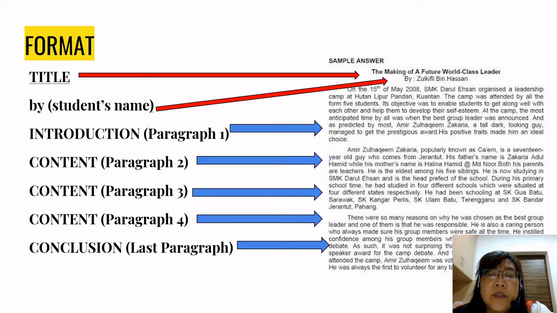Okay, first of all, you need to have the title. And then if the article is for a newsletter or for a school magazine, below the title you have to write by and then write your name or the pupil's name. And then we are going to write the first paragraph, and then you have the content paragraphs. It can be paragraph 2, paragraph 3, paragraph 4, and the conclusion is the last paragraph.